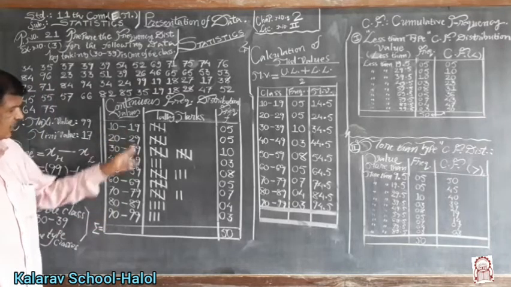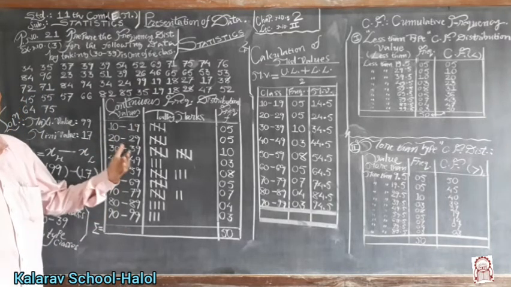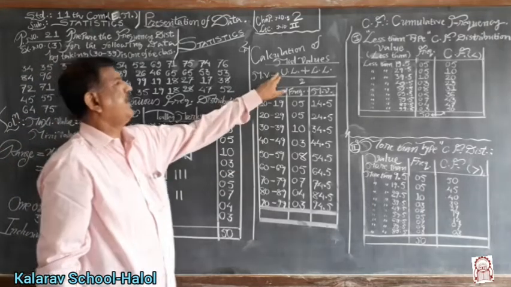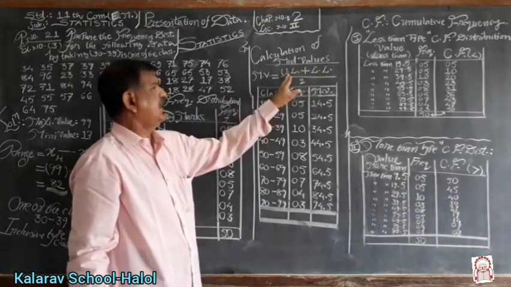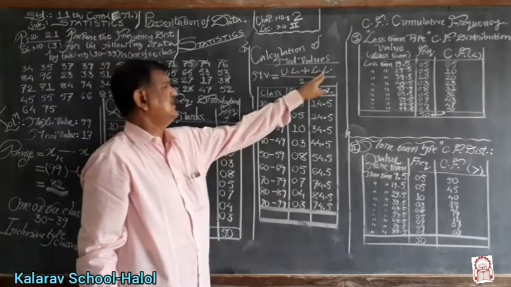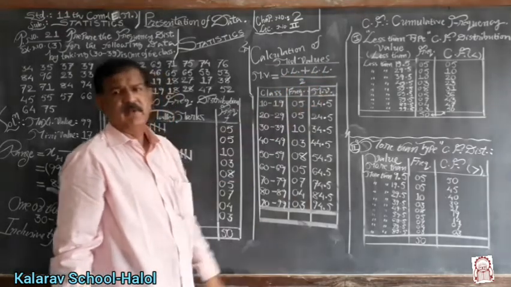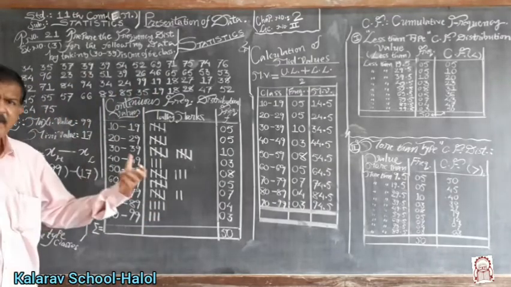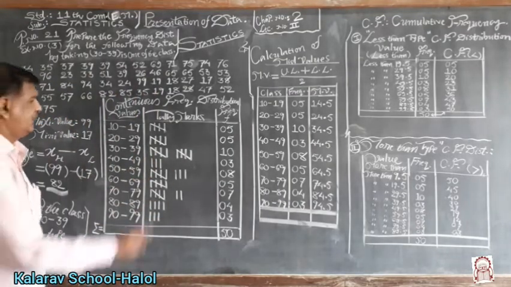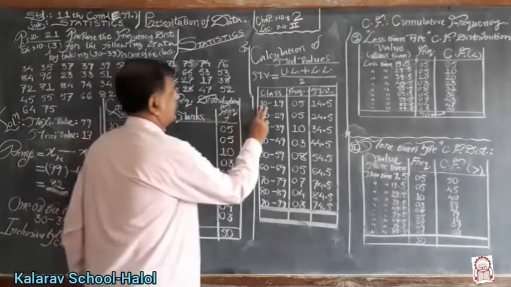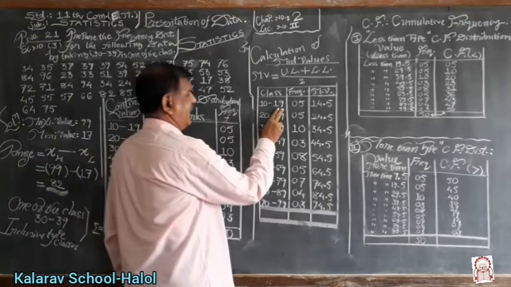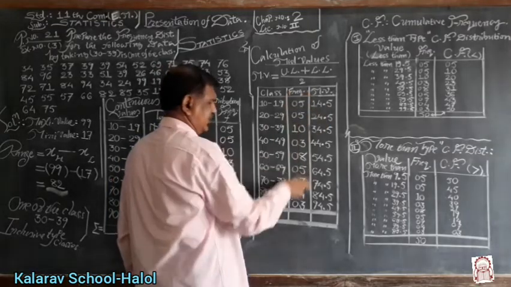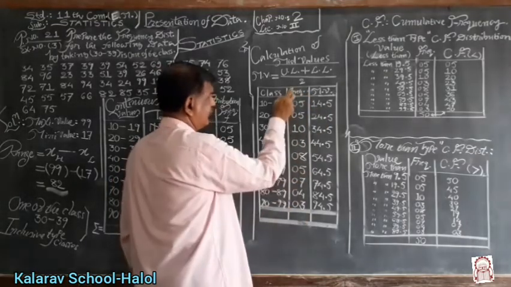Lower limit, upper limit. How to compute the mid value of the class? Mid value is given by upper limit plus lower limit, UL plus LL, divided by 2. Add these two limits and divide by 2, and you will get the mid value or the central size of the class. For 10 to 19, 10 plus 19 means 29, and 29 divided by 2 will become 14.5. The middle column is the frequency, which I have written.